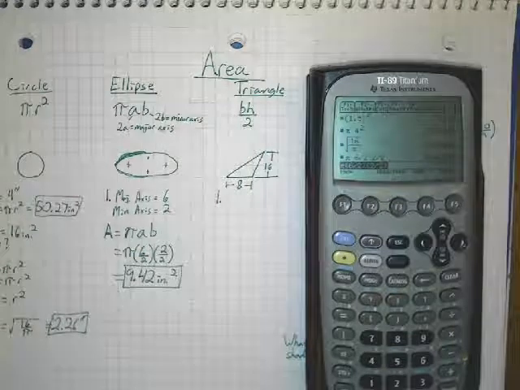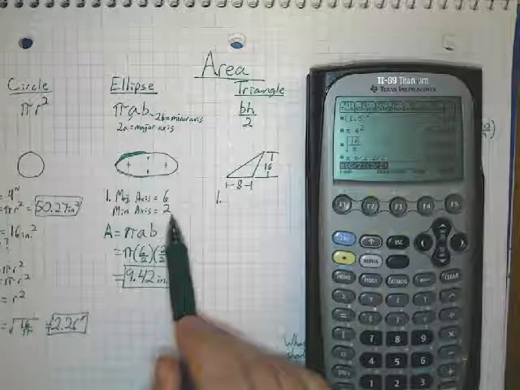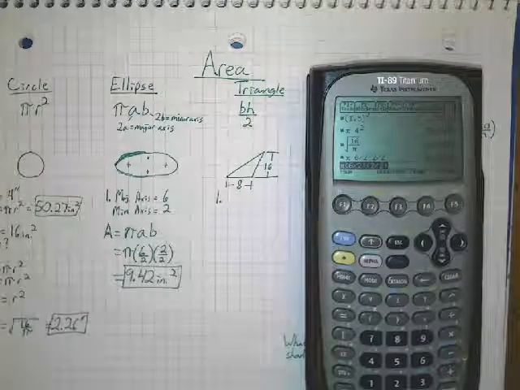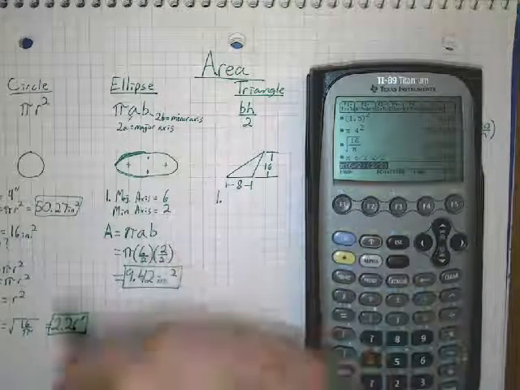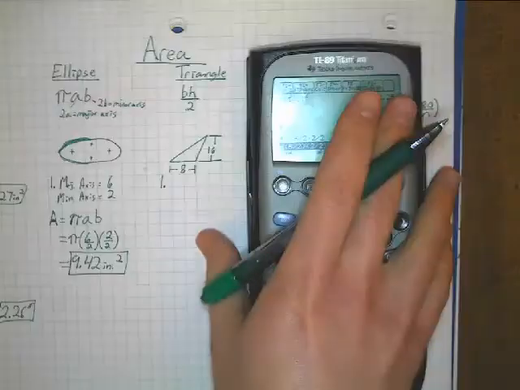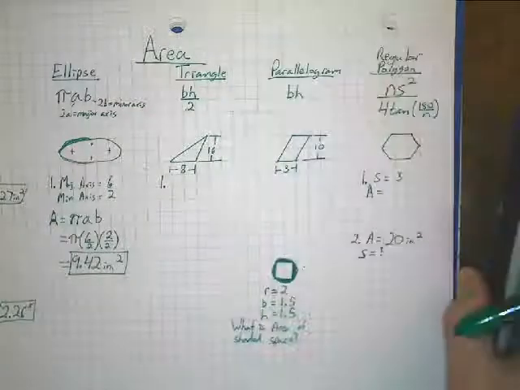So there's my ellipse. Again, make sure if you're given a major axis or a minor axis that you are dividing by 2. If you need to solve it the other way, you need to actually multiply by 2 at the end to get to your major or minor axis.